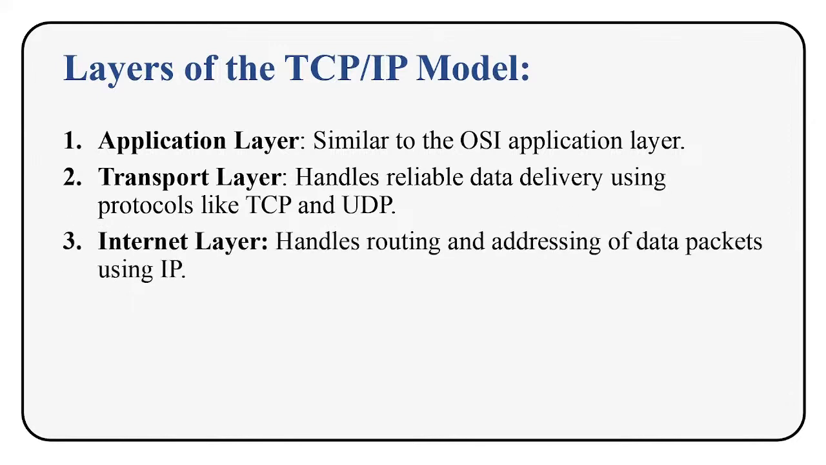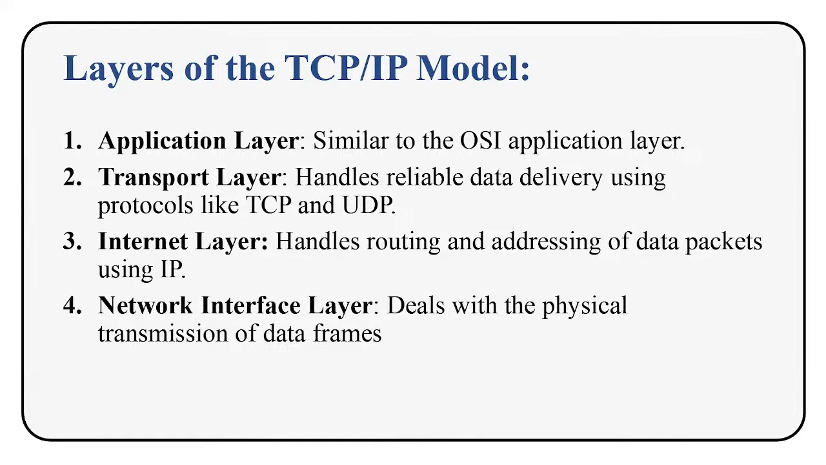There we had the network layer, where the IP was present. But in the case of the TCP/IP model, the internet layer handles the routing and addressing of the data packets using the IP, that is the internet protocol, which is present here. Then the network interface layer. It deals with the physical transmission of the data frames, because data is transmitted from one place to another in some frames. Bits are there and bit by bit the data is transmitted.